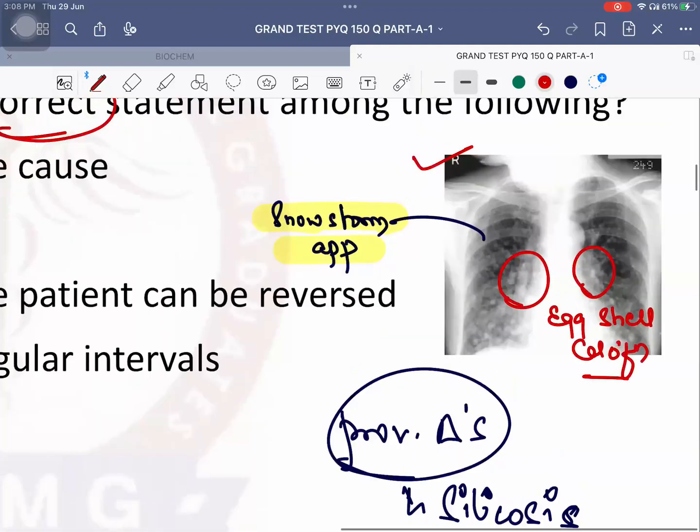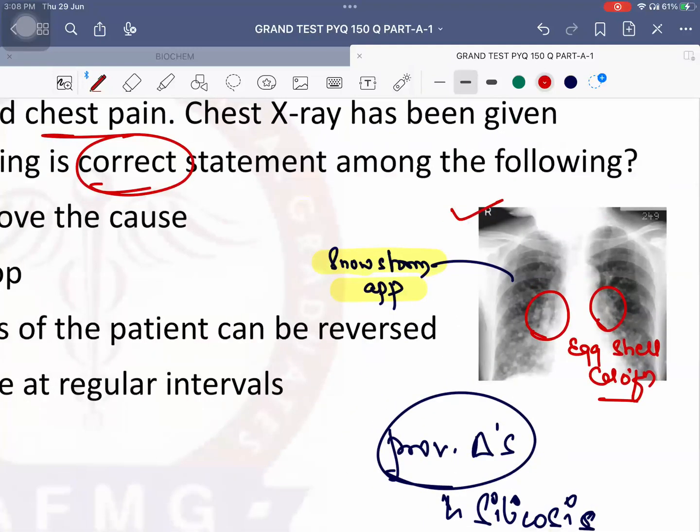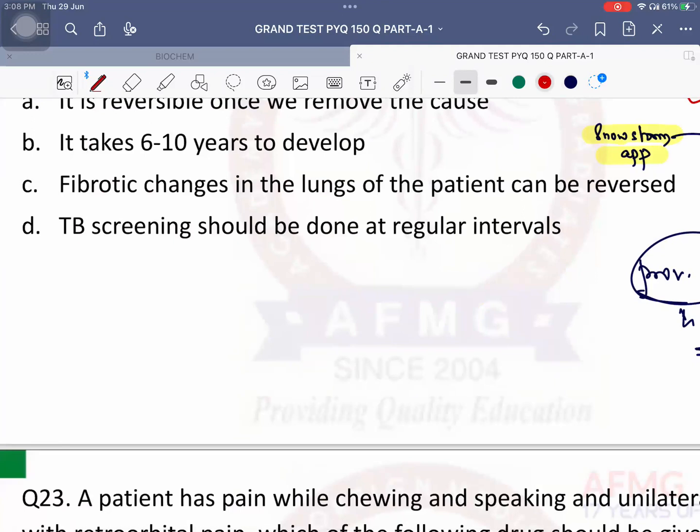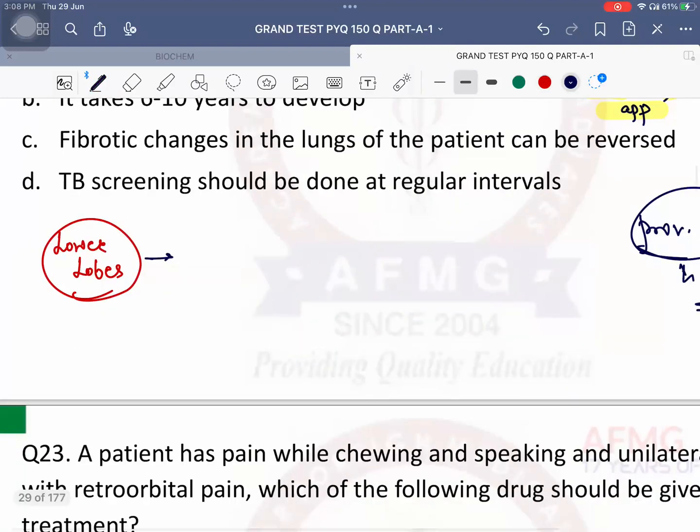So yaad rakhna, two X-ray findings in a case of silicosis. Which kind of appearance? Snowstorm appearance. And which kind of calcification? Eggshell calcification. Koi dikkat nahi hai isme. That's important. If they ask you the only pneumoconiosis which involves the lower lobes, because all other pneumoconiosis involve the upper lobes of the lung. The only pneumoconiosis involving the lower lobes, answer is asbestosis.